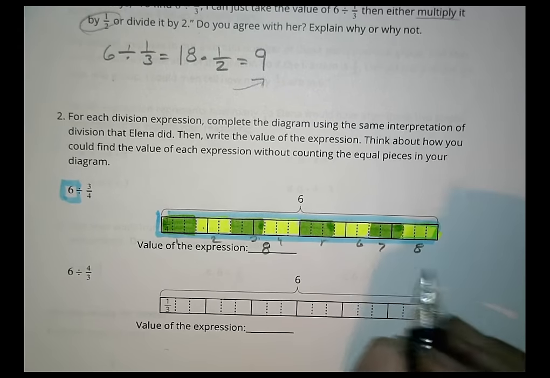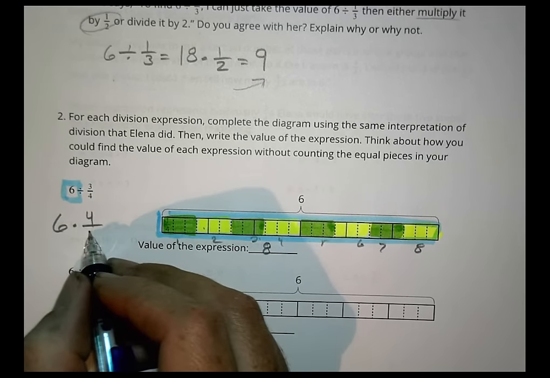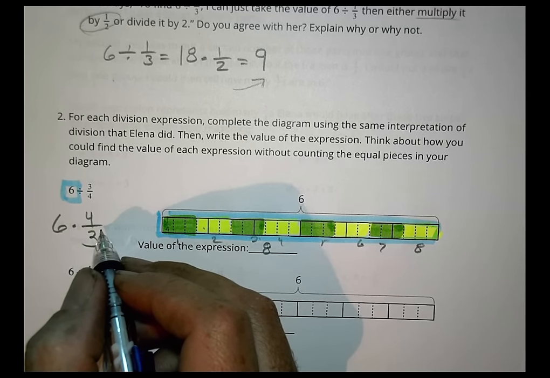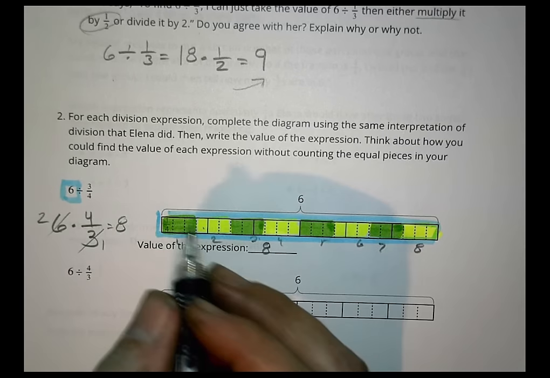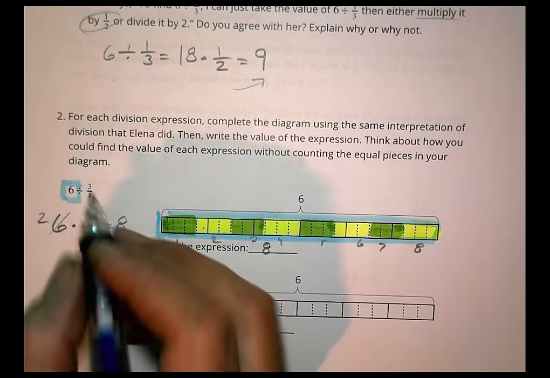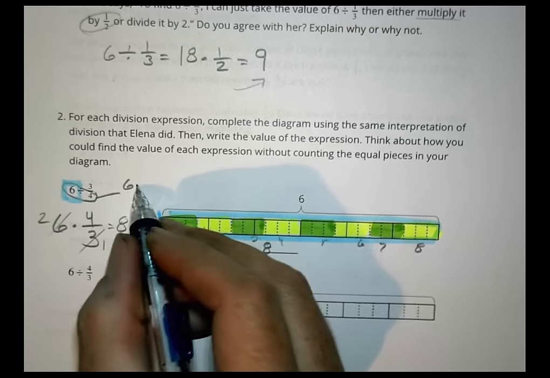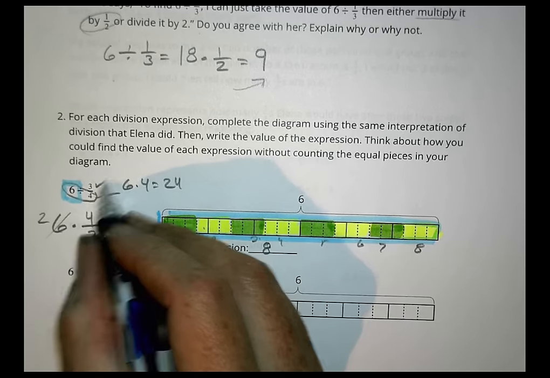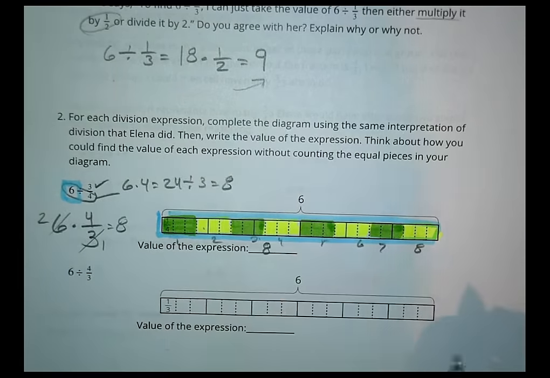Is there another way of looking at this? Sure. This is the same as 6 times 4 over 3. And I know that I can reduce this to 2 over 1, and 2 times 4 is 8. So I could work that out without worrying about it here. I can also do this way here and think about 6 times 4. 6 times 4 is 24, and then we're going to divide that by 3, which is going to be equal to 8 as well.